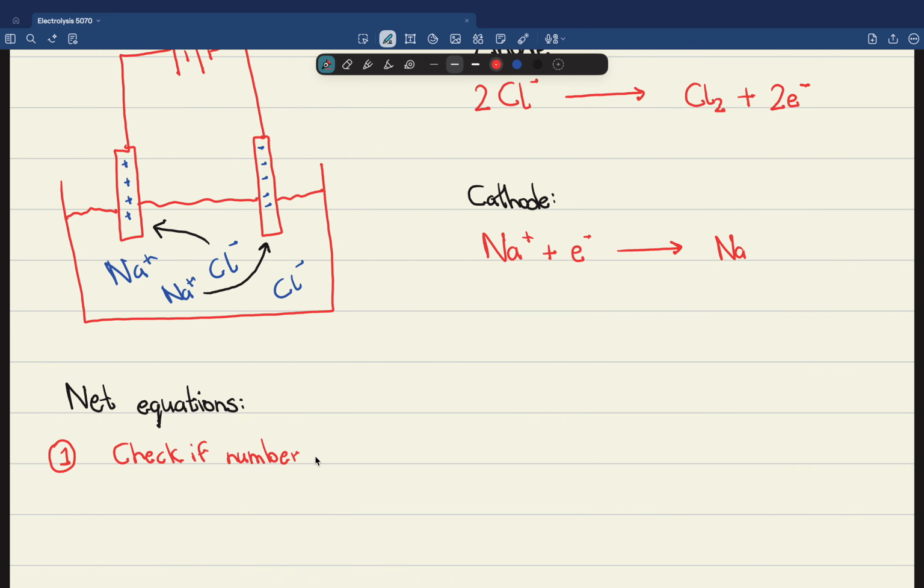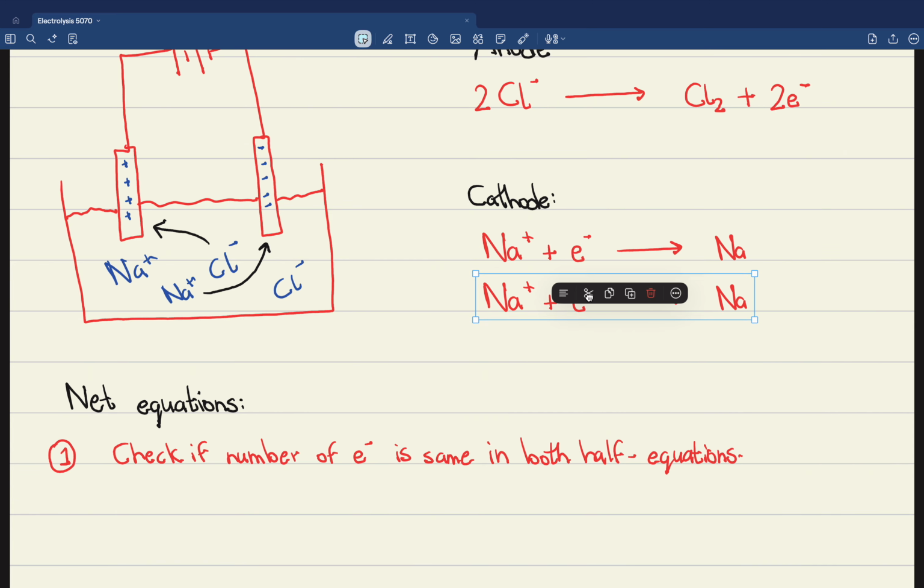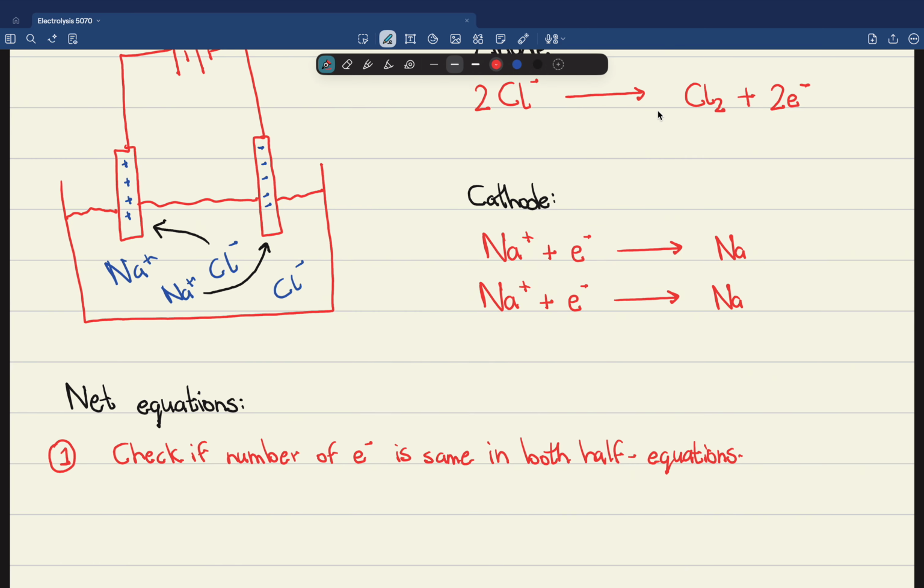if the number of electrons is the same in both half equations, right? It has to be the same. अगर ये same नहीं है तो what do we do then? If not, तो what we do is कि हम इसी equation को किसी ऐसे number से multiply करते हैं as a whole कि इसमें number of electrons same हो जाए, right? अब इसमें एक electron है and we want to make it 2 electrons. What should we do? That is absolutely correct. We multiply this whole equation by 2. हम पूरी equation को 2 से multiply कर देंगे.